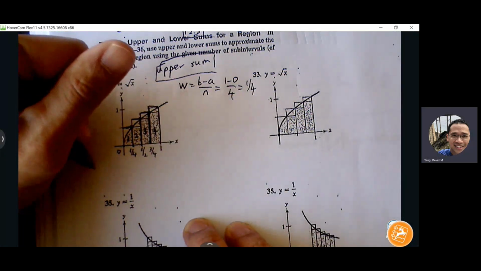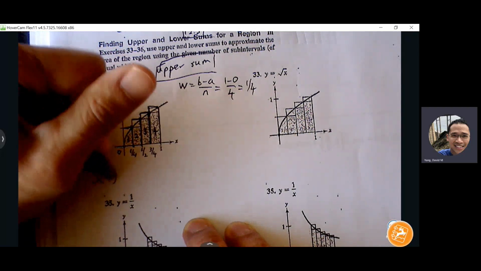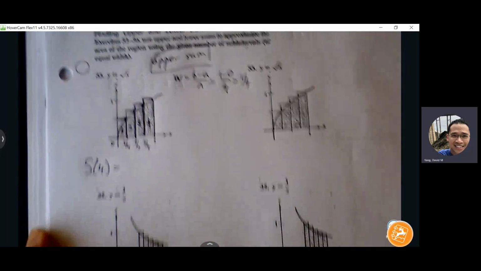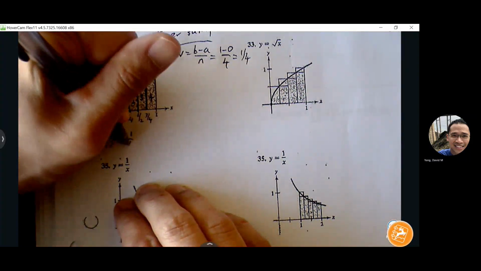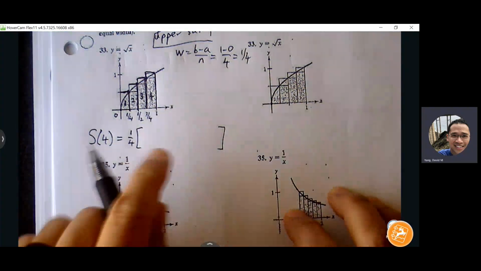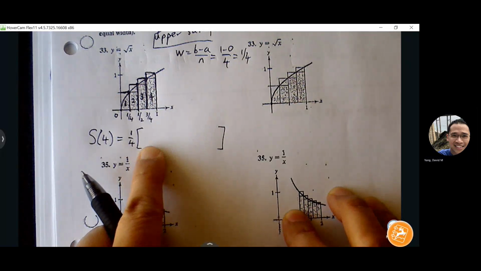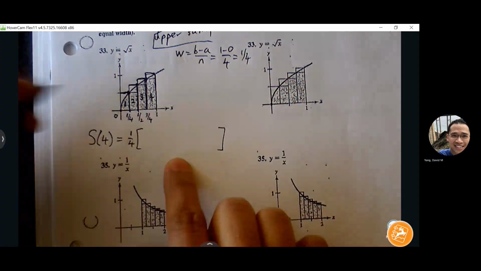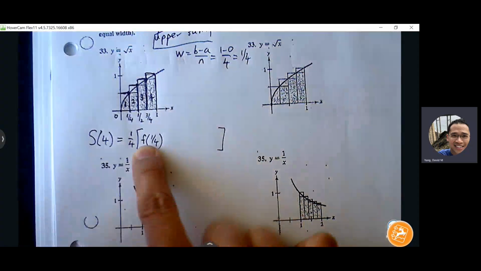Okay, so this is S, uppercase S of 4. Width times height for every rectangle, but the width is all the same. Width is what? 1/4. I can just accumulate the sum of the heights. What's going to represent the height of my first rectangle? f of 1/4. Or I can say y of 1/4.